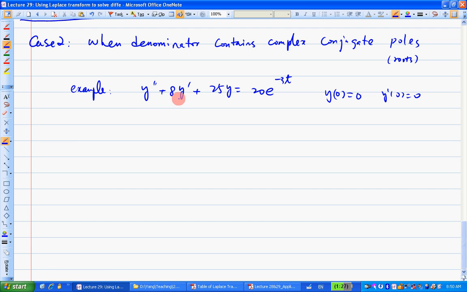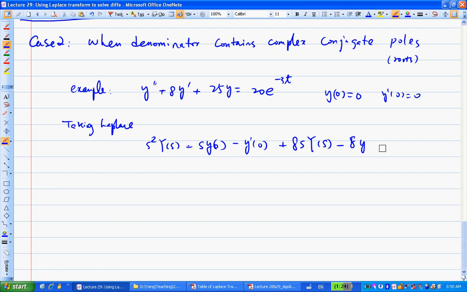Then I'm going to have to take the Laplace of both sides of this equation, right? So taking the Laplace, we end up with s squared capital Y of s, plus, you're supposed to have those initial conditions involved here, but in this case the initial conditions are 0, so these two terms will be 0, and 8s Y of s minus 8 y of 0, plus 25 capital Y of s, equal to the other side, which is 20 times 1 over s plus 3.